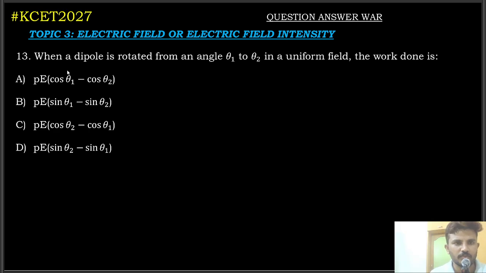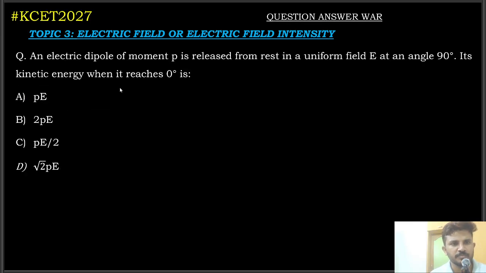Next, when the dipole is rotated from an angle theta 1 to theta 2 in the uniform electric field, work done is PE into cos theta 1 minus cos theta 2, that is option 1 is correct. Next we have: electric dipole moment P is released from rest in uniform electric field at 90 degrees. Its kinetic energy when it reaches 0 is.